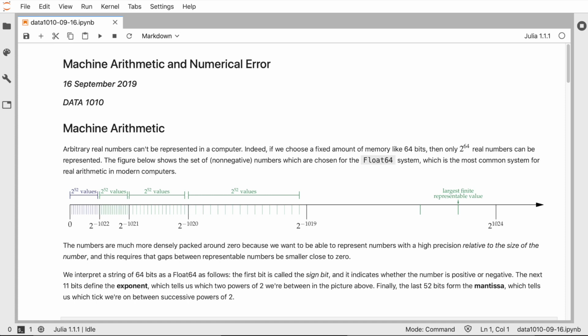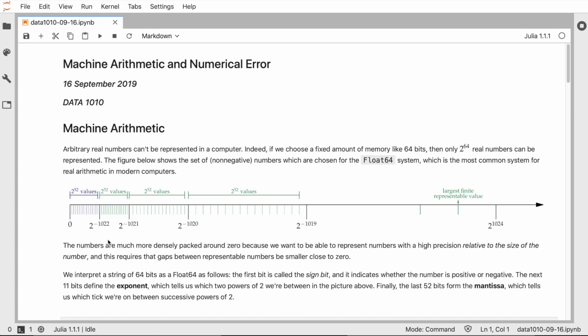Today's exercises are on machine arithmetic and numerical error. So we'll be talking about how numbers are represented in the computer and how the round-off errors associated with those representations propagate when we do calculations with them. The first number system we'll talk about is the 64-bit floating point system.